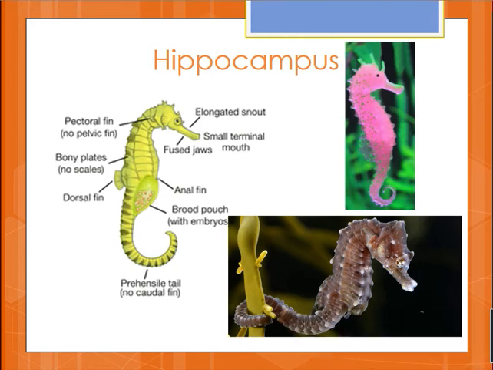We will look into the features of fish belonging to the genus Hippocampus. It is a member of phylum Chordata, subphylum Vertebrata, division Gnathostomata, superclass Pisces and class Osteichthyes. So it is a bony fish.